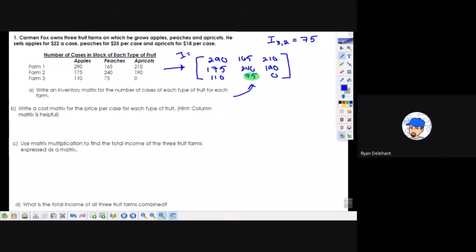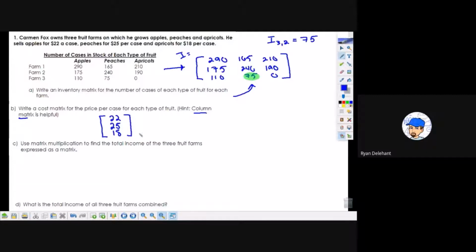Now it says write a cost matrix for the price per case of each type of fruit. It gives us a hint and it says write a column matrix. Which ways are columns? They're up and down. So there's a reason we're going to use a column matrix here, and we'll see it when we get to C. So we're going to use a column matrix this way. And what are our costs? So let's put them in the right order. Apples were $22 if we wanted to buy them. Peaches were $25. And apricots are $18. So this is our price per case matrix.